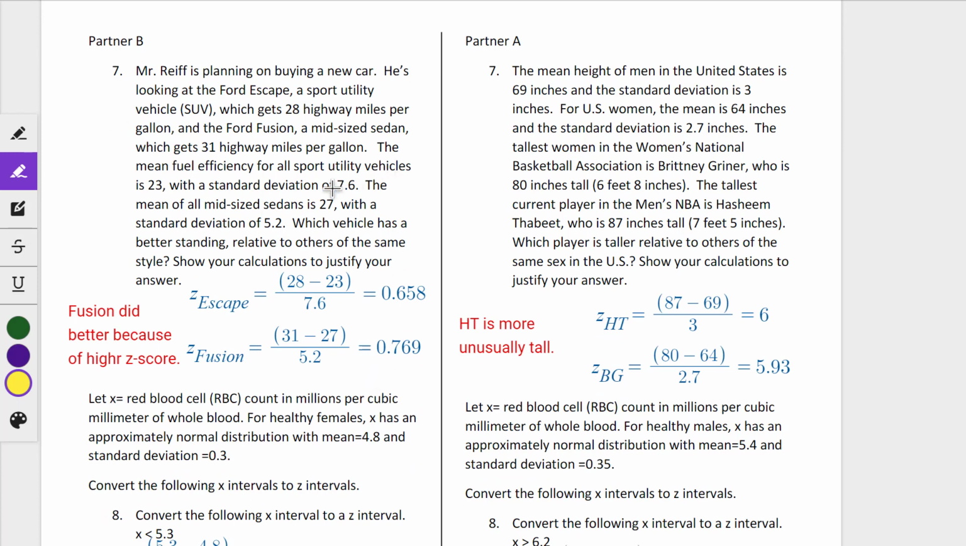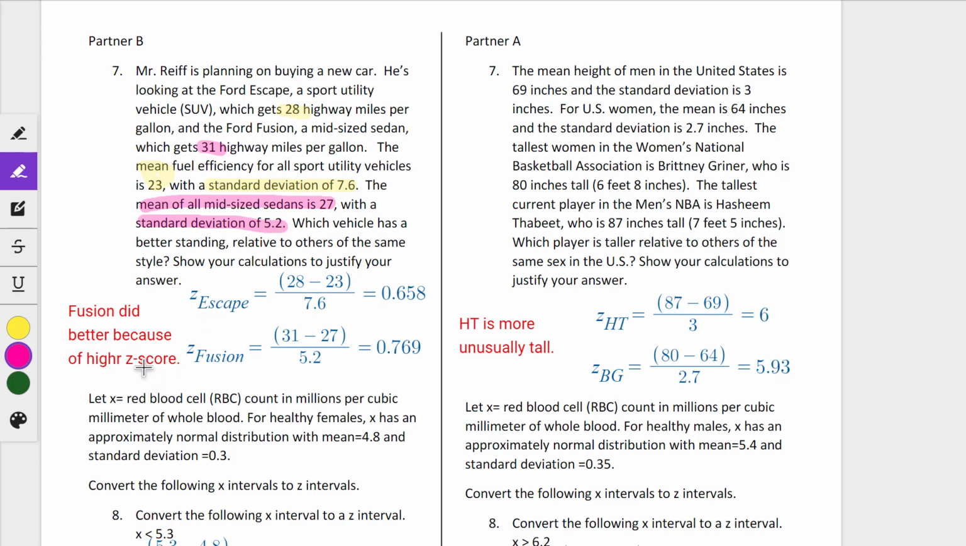So now we have two cars that are being compared. We have the Ford Escape, and the data is they get 28 miles per gallon. And then we have, I'm going to switch colors for the Ford Fusion so we don't get too confused. They get 31 miles per gallon, all right? The mean fuel efficiency for all sport utility vehicles, so that's the yellow, is 32, and a standard deviation is 7.6. For the mid-size sedans, the mean is 27, and a standard deviation of 5.2.